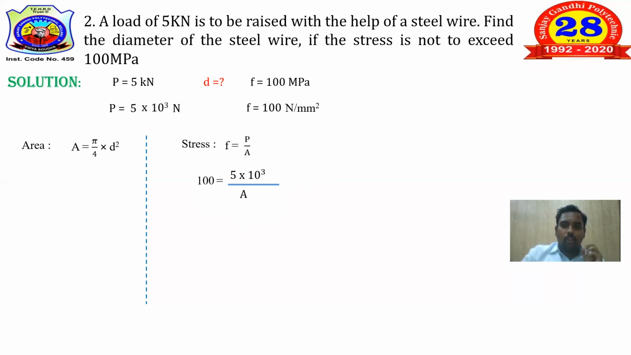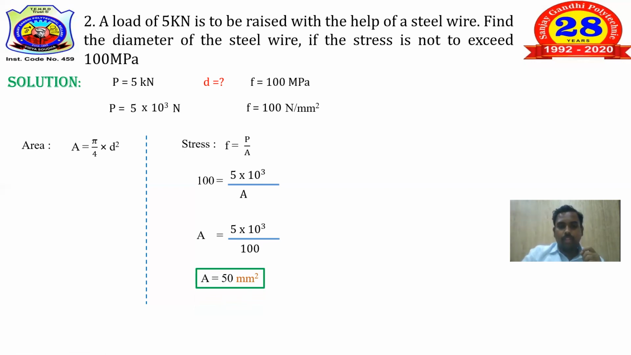On simple cross multiplication, I get A equals 5 into 10 power 3 divided by 100. A will go here and 100 will come here. Very simple cross multiplication, which you have learned in school days. With the help of a calculator, I find the area equals 50 mm square.